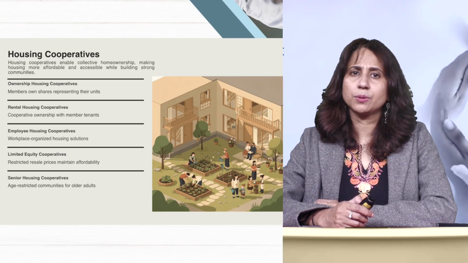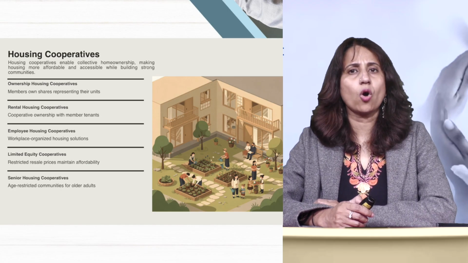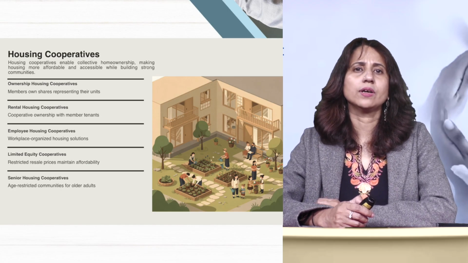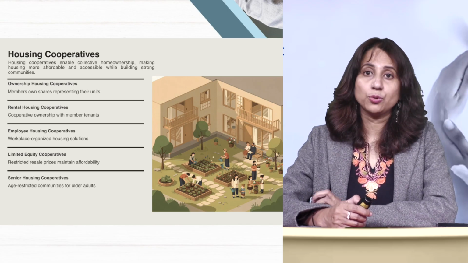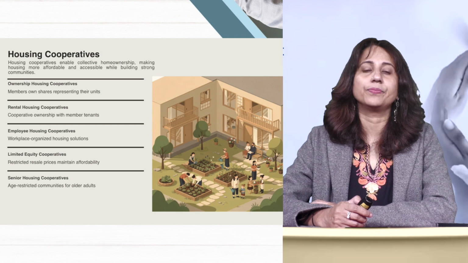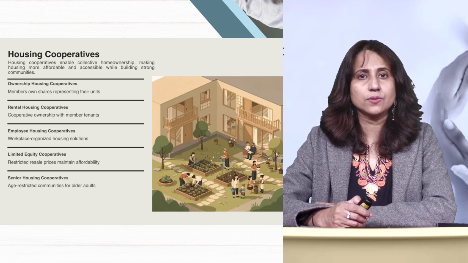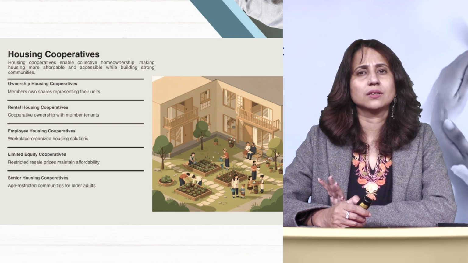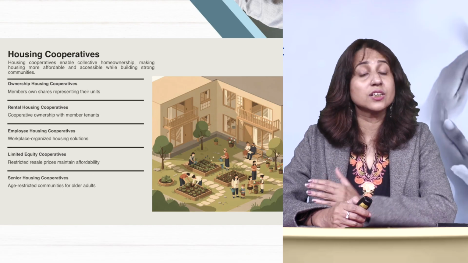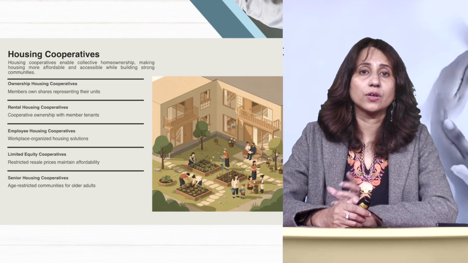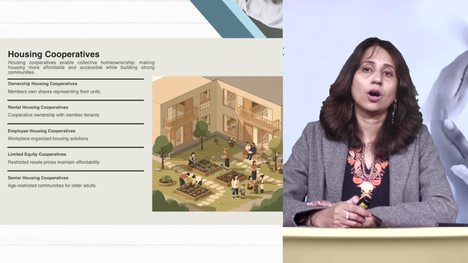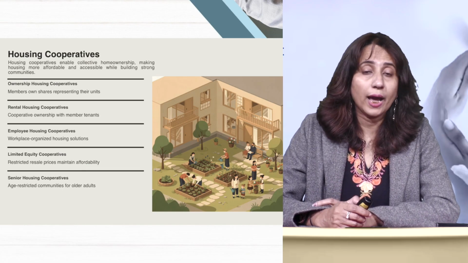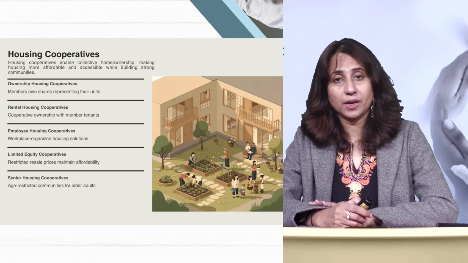One is the ownership housing cooperative. This is the most common type in India, where the cooperative develops housing and transfers individual ownership to members after construction. Then rental housing cooperatives, they're less common in India but significant internationally, where the cooperative owns the property and members occupy units as tenants with secure tenure and democratic control over the management.